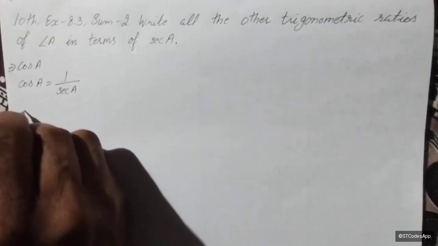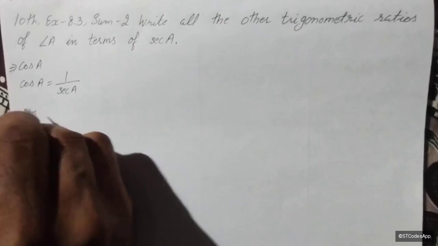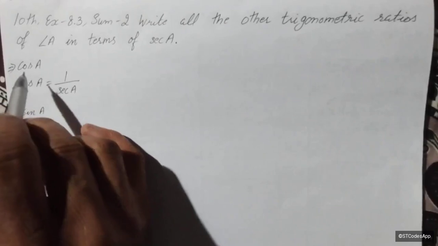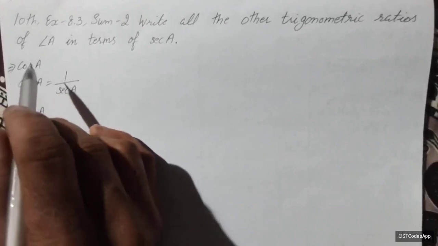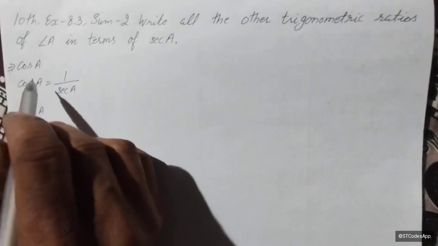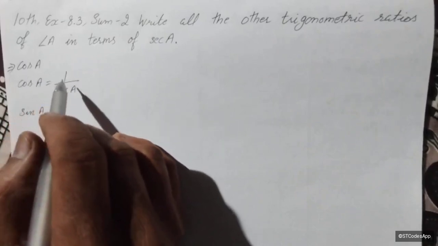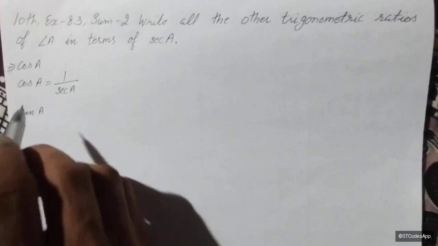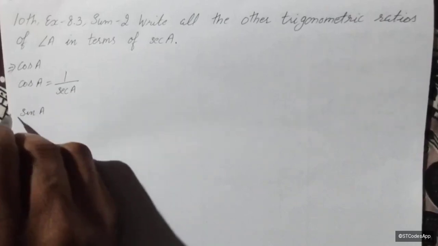Now second is sine A. Why did we start from cos A? Why not with sine A? Because we need cos A in the solution. Further we need cos A equal to 1 upon sec A. That's why we started with cos A. So next is sine A.